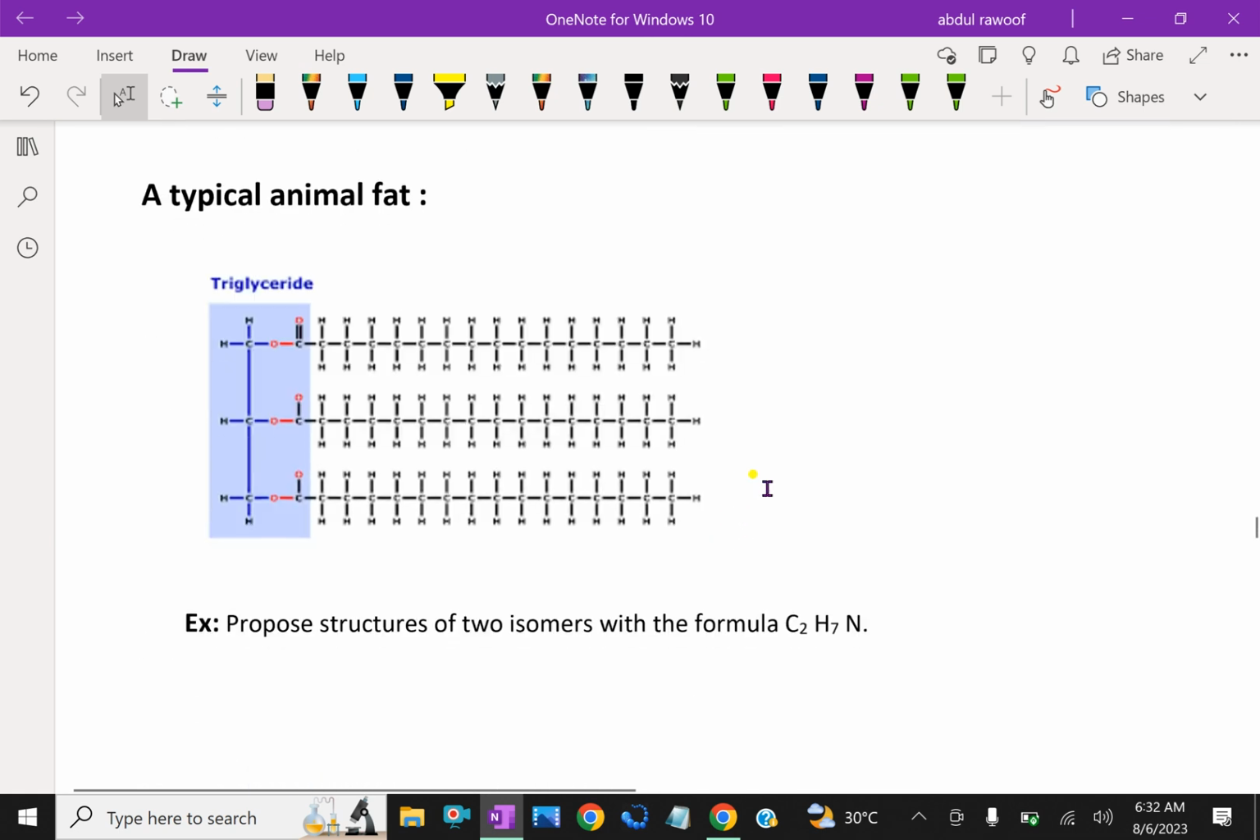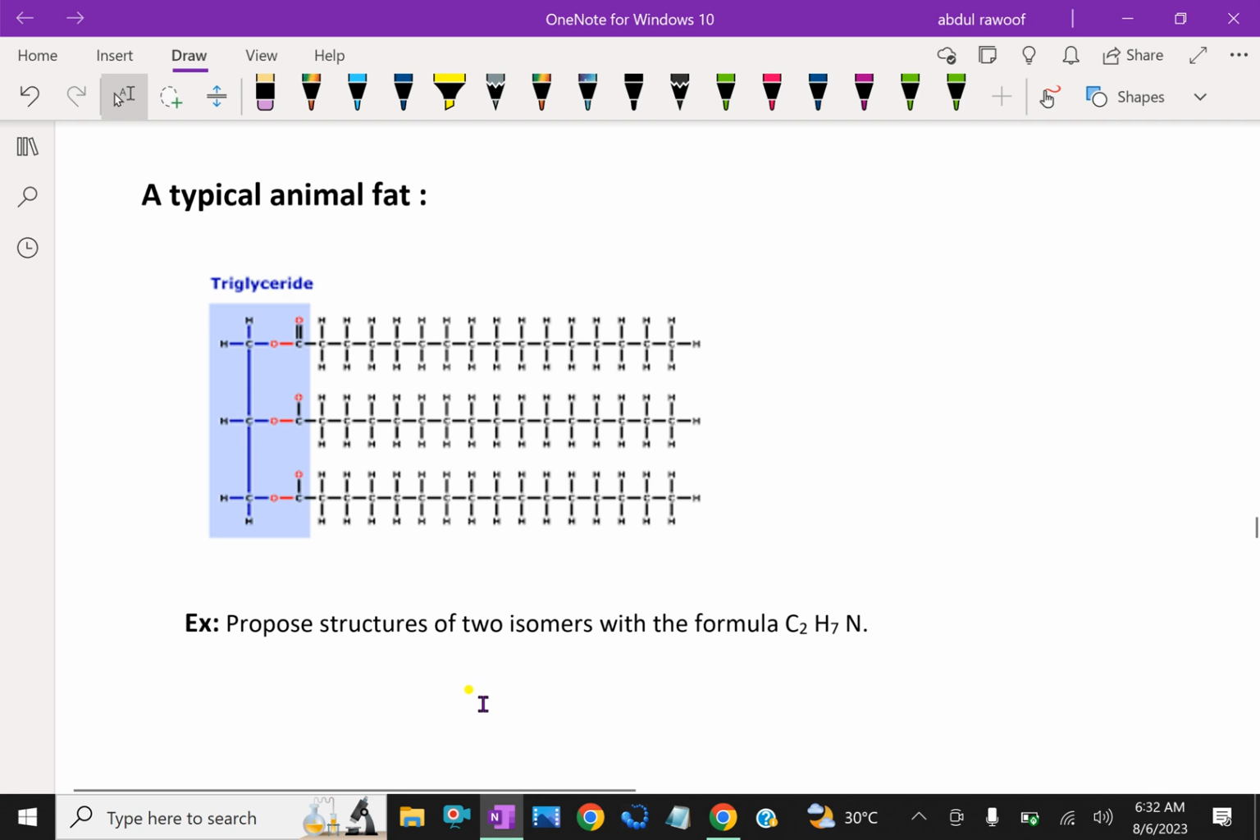Now look at alkane isomers in, for example, some typical animal fat. This is a triglyceride. It has a continuous chain, and it is also branched. Now we'll do one small example to understand this isomer concept.